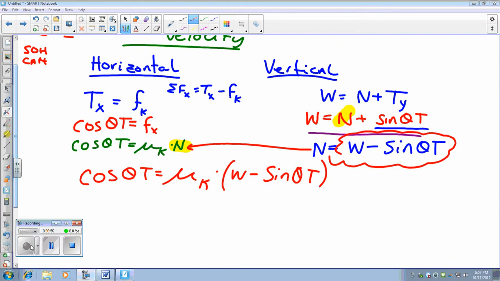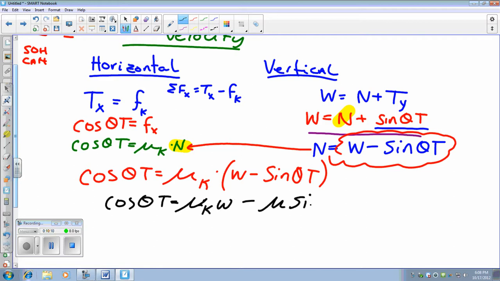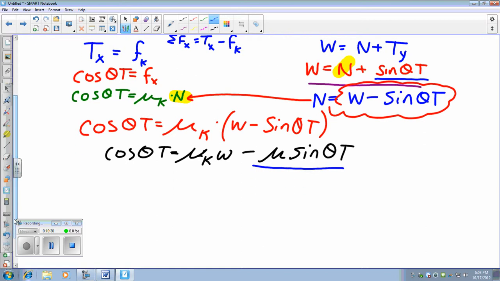Next, I want to redistribute my coefficient of friction. So I'm going to have cosine theta T is equal to the coefficient of friction, the K, multiplied by the weight minus the coefficient of friction multiplied by sine theta multiplied by T. Now ultimately we want to solve for T, so let's move the tension value over here on the left. Let's move this whole segment over to the other side, which will allow us to eventually simplify for tension and give us a little bit of an easier equation.